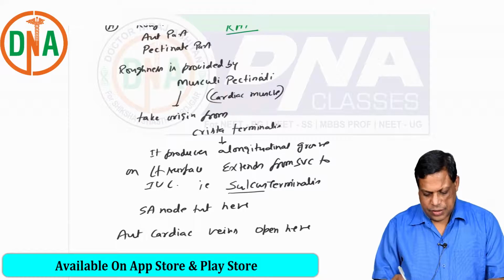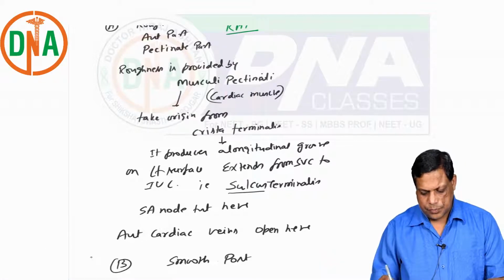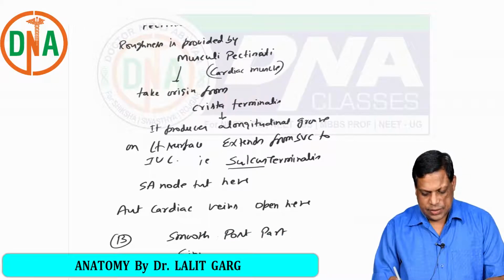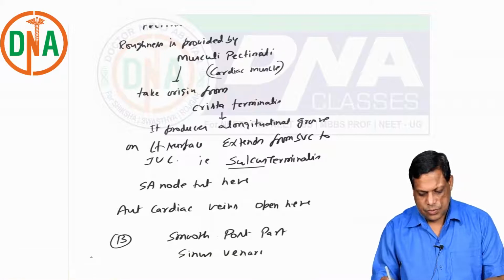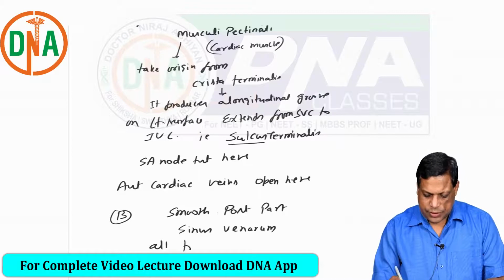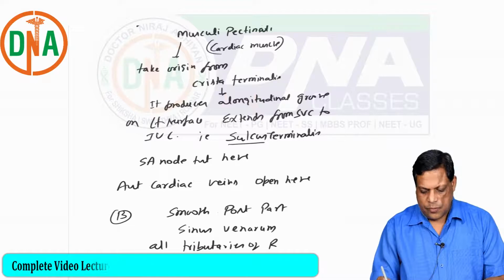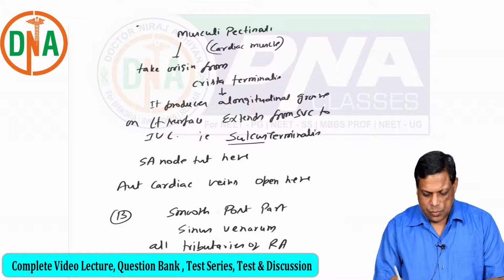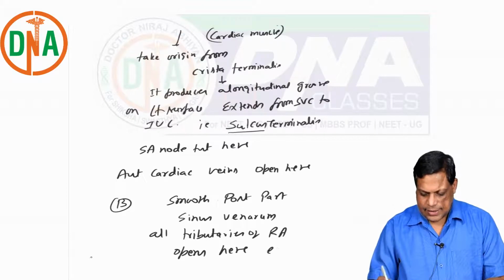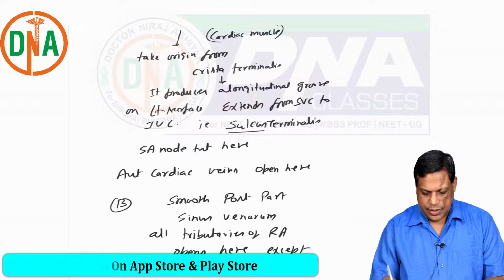Now the second part is the smooth posterior part. This is also known as the sinus venarum. All tributaries of the right atrium open here, except the anterior cardiac veins.